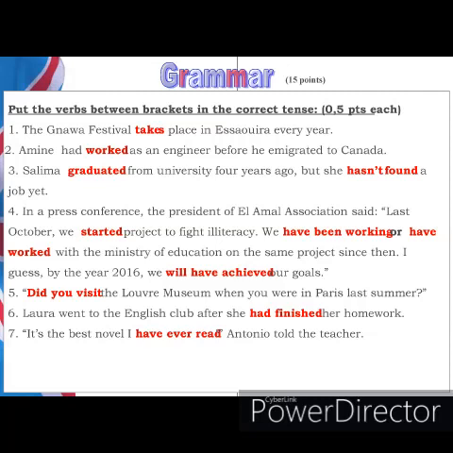We have been working, or we can also say we have worked with the Ministry of Education on the same project since then. Why present perfect continuous or present perfect simple? I told you here we can put both, even in the exam. Sometimes we have an alternative they put for us, the two possibilities. So students have two possibilities: to use the present perfect continuous form or the present perfect simple, and the reason is because we have since then.